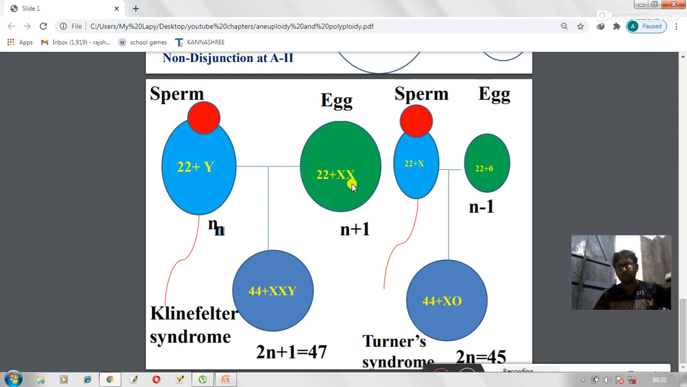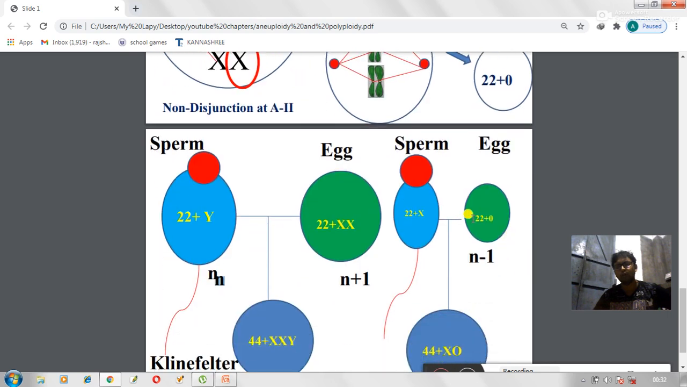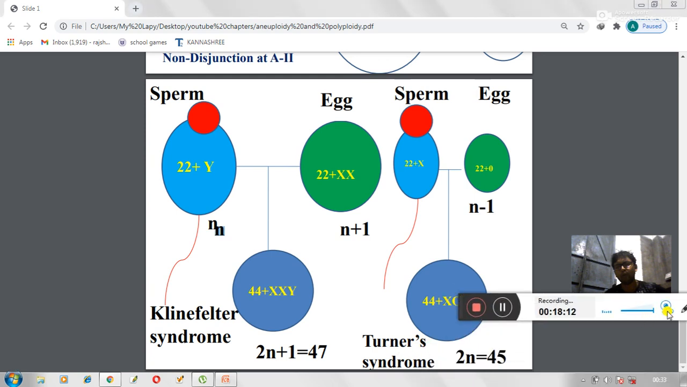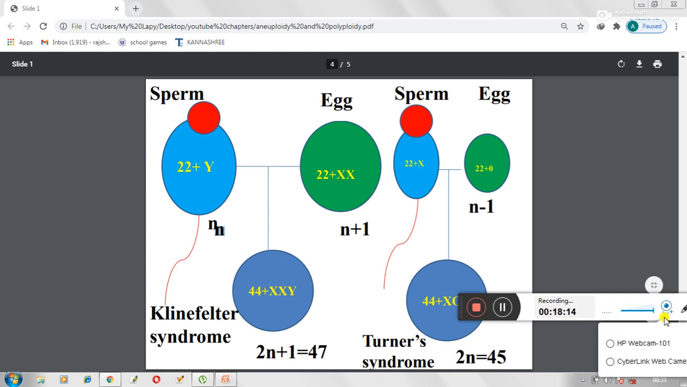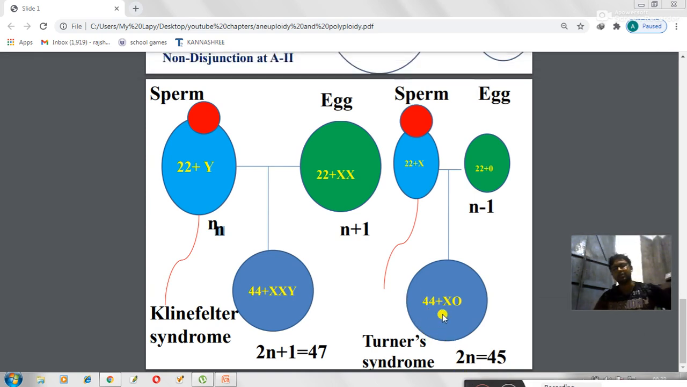That is, the egg where both X chromosomes are present, but another gamete is also developed here. Look here, this gamete with no X chromosome. What will happen with this? If this gamete fuses with a normal sperm cell, then 44 plus X plus 0, that is 45 chromosomes, will be developed. When 45 chromosomes are developed in this case, this is called Turner syndrome.